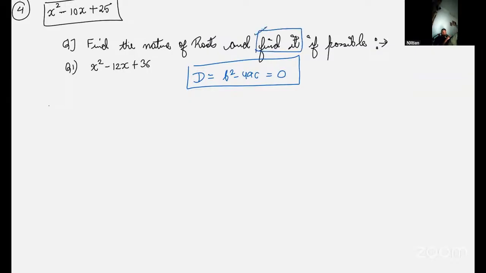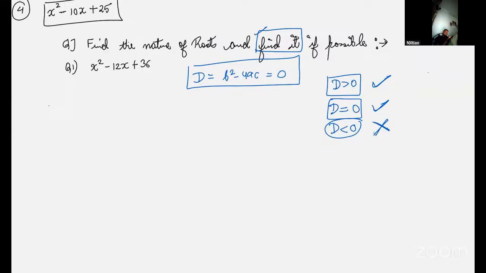So if you got the answer as 0, now we have to find the roots. Now remember this thing, guys. If D is greater than 0, in this you can find the answer. If D is equal to 0, in this also you can find the answer. But if D is less than 0, you can't find the answer. Are you with me? Now, how will you find the answer?